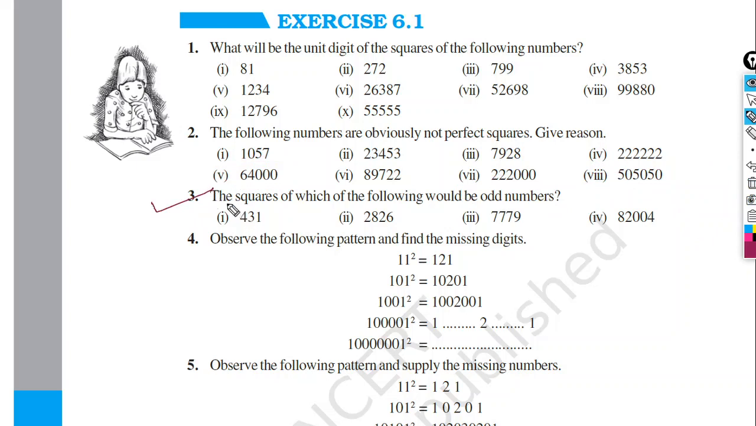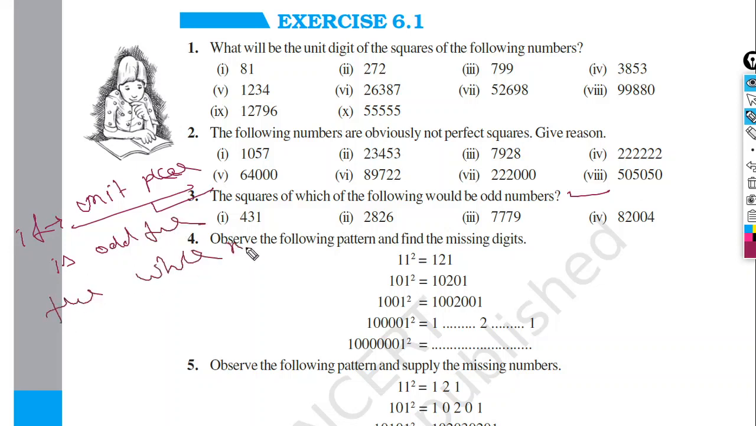Now question 3, the square of which of the following would be odd numbers? First of all you tell me, how can we find an odd number? In order to find an odd number, what do we do? We just look at the one place or unit place. If the unit place is odd, then the whole number is odd. Similarly, if the unit place is even, the whole number is also even.